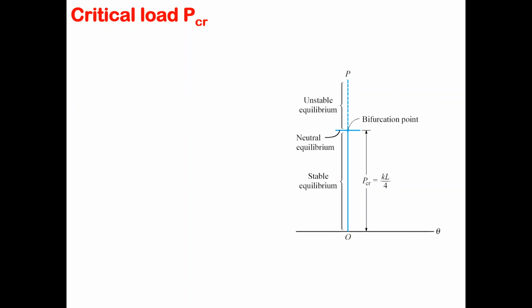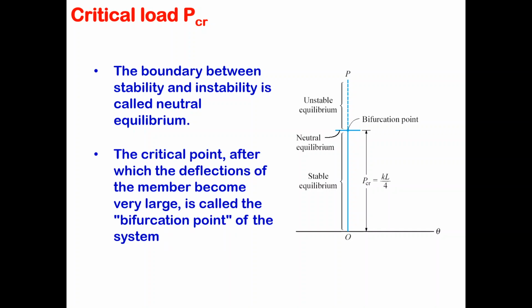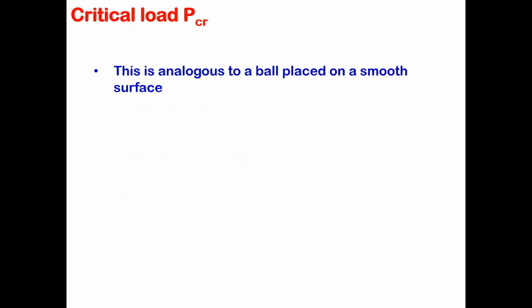So we have different buckling load points. And as we have seen, the boundary between stability and instability is called the neutral equilibrium. That load point is called the bifurcation point. Okay.